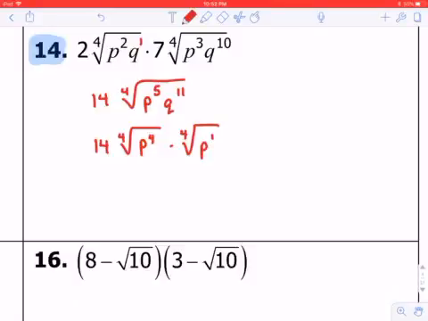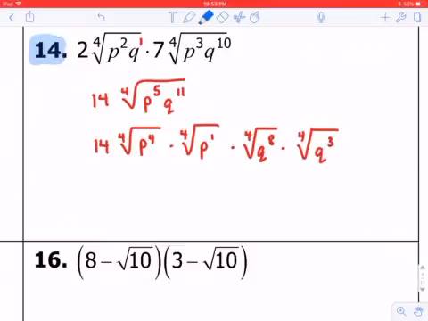4 and 1 make 5. And then I'm going to break up my q's. Again, this is a fourth root, so I can try to figure out multiples of 4 here. So I got q to the 11th. I know I can do q then to the 8th. That goes into 4. And I have 3 left over.